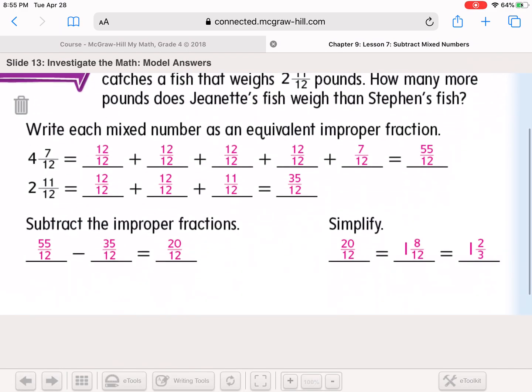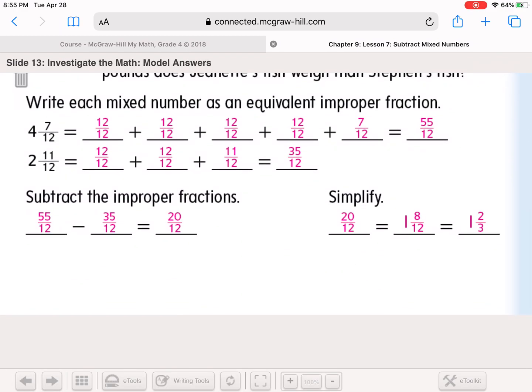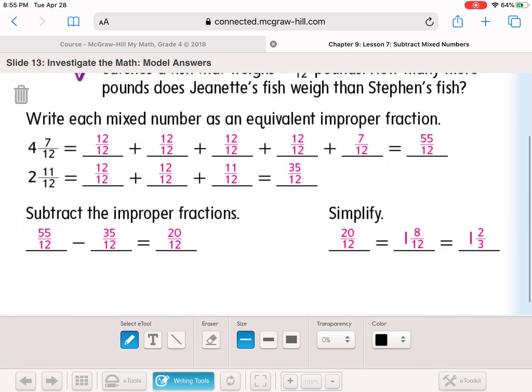Oh wait, I wanted to show you. See? Right here. Come on, man. Work with me. All right. 1 and 8 twelfths. Right here. This guy. Okay. 1 and 8 twelfths.